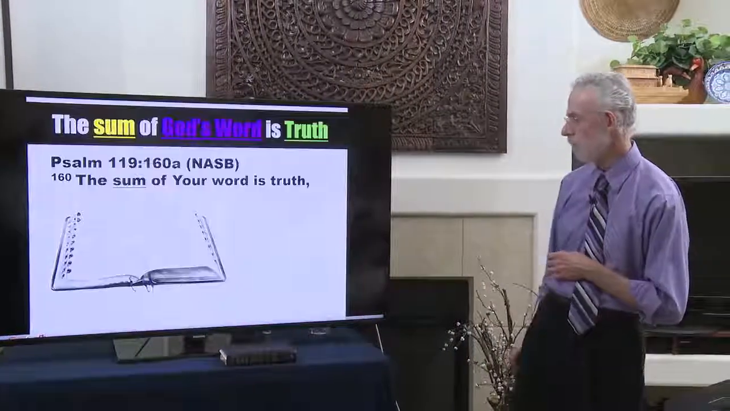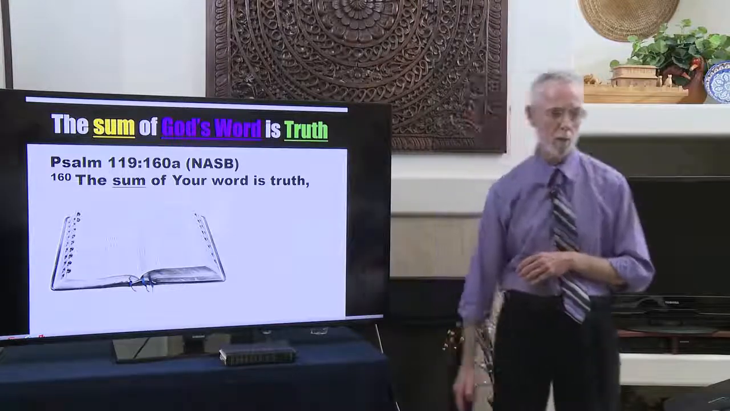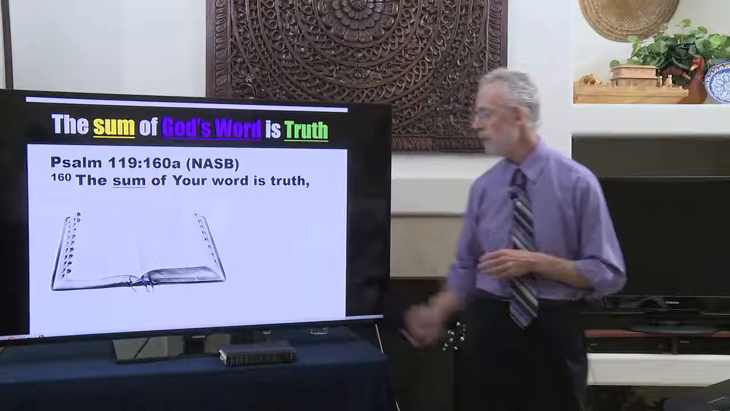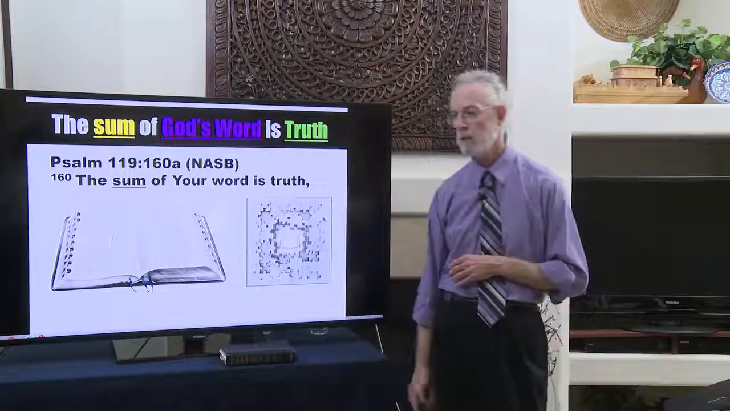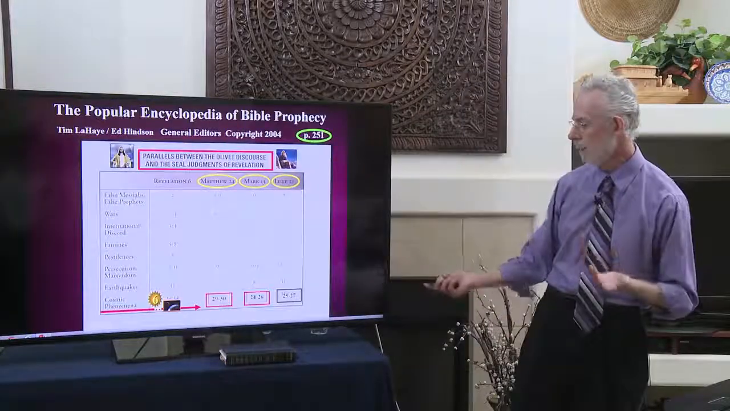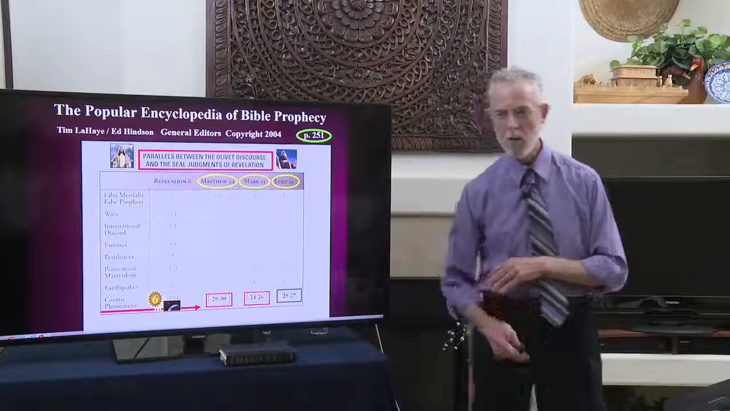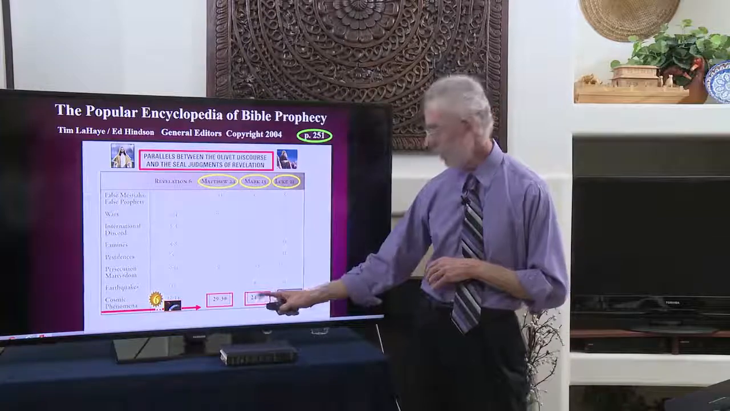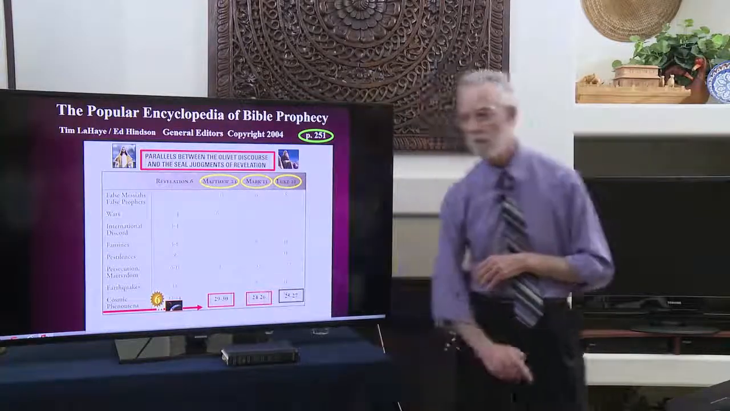Now, here's what gets interesting. God said the sum of his word is truth, right? I shared this with you from the very beginning. The only way you can know the truth of God is to look at its word in its entirety. That's when everything starts to fall into place. Let's go back to the chart. Now, I'm going to show you something really interesting here. I'm going to focus particularly on Matthew and Mark, okay? But I will talk about Luke again, but I want to focus particularly on these two passages here.